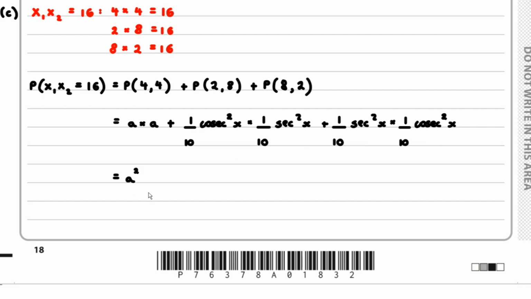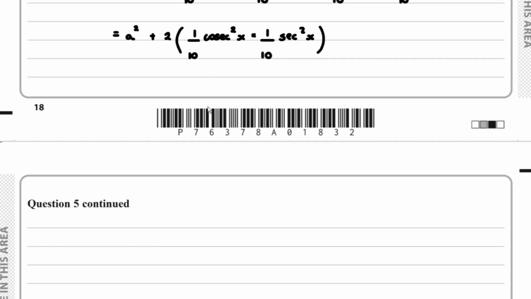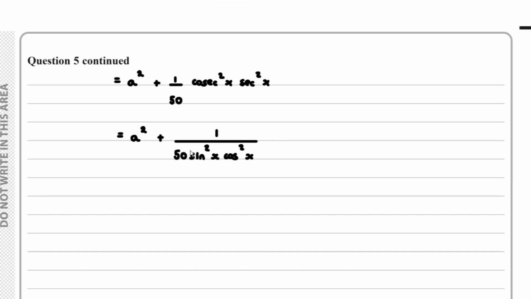A times a is a squared. And then I've got 2 times 1 over 10 cos x squared x times 1 over 10 sec squared x. So I have a squared plus 1 over 50, and that's because I've got 2 times 1 over 10 times another 1 over 10, which is 2 over 100, which simplifies to 1 over 50. And then I multiply this by cos squared x sec squared x. So I've got a squared plus 1 over 50 sine squared x cos squared x.